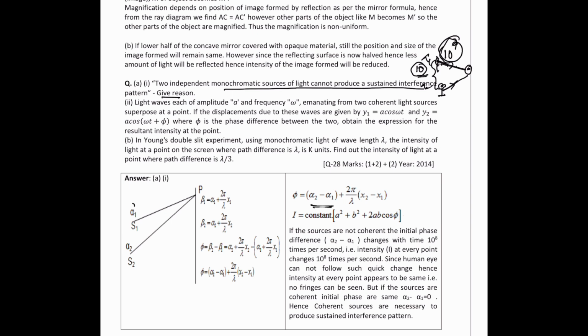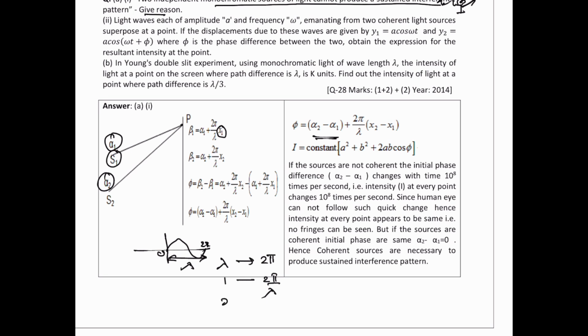So they are having initial phases alpha 1, alpha 2, and the light from the source reaches point P. At point P, the phase difference is equal to 2 pi by lambda into x1, where x1 is the distance traveled. When the path difference is lambda, the wavelength, the phase difference is 2 pi, a complete cycle. So a path difference of 1 will produce a phase difference of 2 pi by lambda. So if the path difference is x, by the unitary method, it is 2 pi by lambda into x.